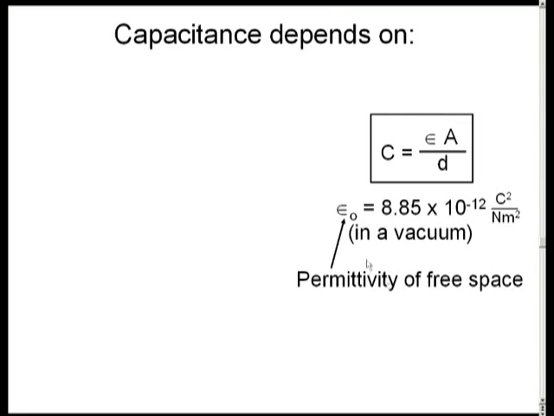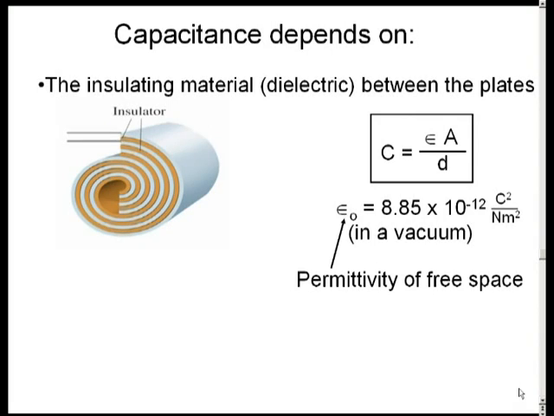This symbol here is called the permittivity of free space. And this is the permittivity for a vacuum that we would plug into the formula. They eventually figured out that if we put an insulating material in between the plates, it serves a couple purposes. One, we can make the plates a lot closer together and not worry about them touching. And two, that material will cause a higher capacitance. I'll show you how that works in just a second.